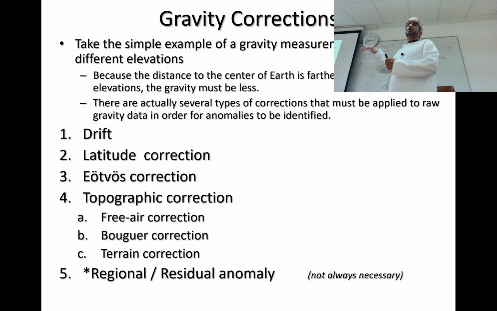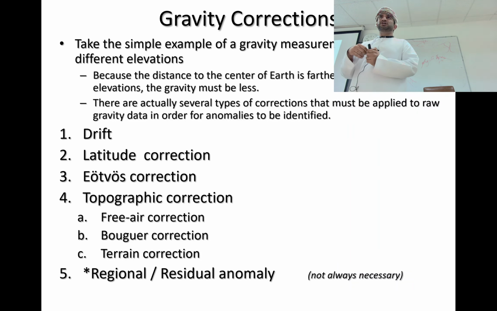So these are actually the corrections we apply. As I said, I'm interested in one part. I'm not interested in topographic change on the surface. I'm not interested in change in gravity value because of tidal effects. I'm not interested because today I'm measuring on the equator, tomorrow on the poles. These are not geological features, so we need to correct for these effects. One of the first is drift. Then latitude, whether I'm measuring at the equator or at the poles.